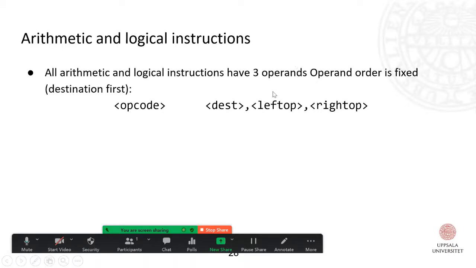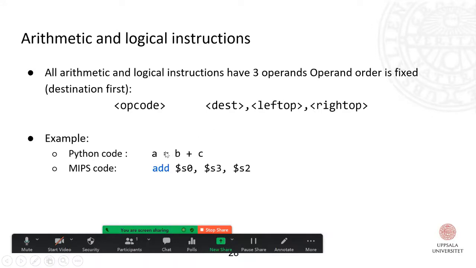And then we have the left operand and right operand. For example, in Python, you would simply write variable A is equal to variable B plus variable C. But in MIPS, you cannot directly use variables, so you have to first load them in some registers. Imagine they are in the S0, S3, S2 registers. Then for adding them, you will write the add instruction. First you specify the destination register and then the right-hand side and left-hand side operands.